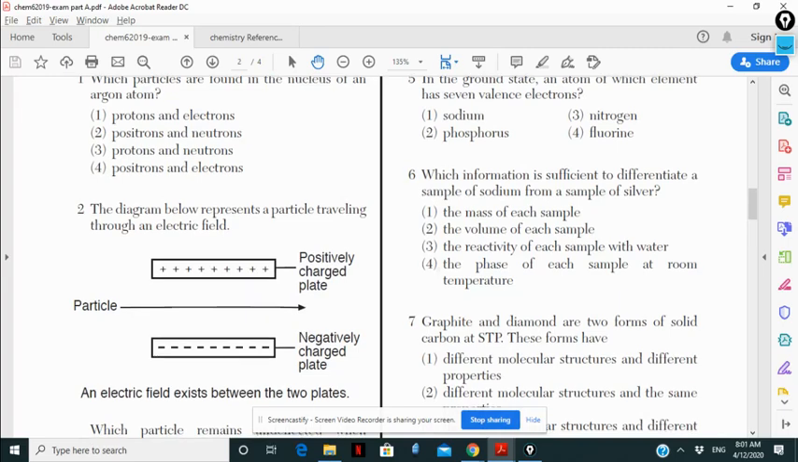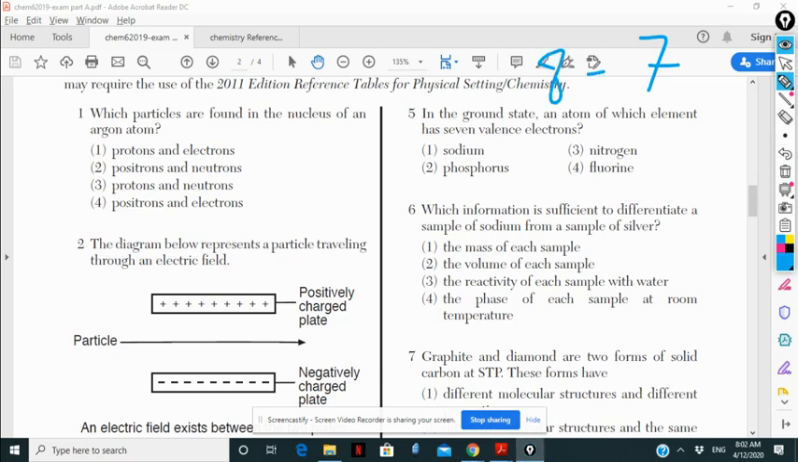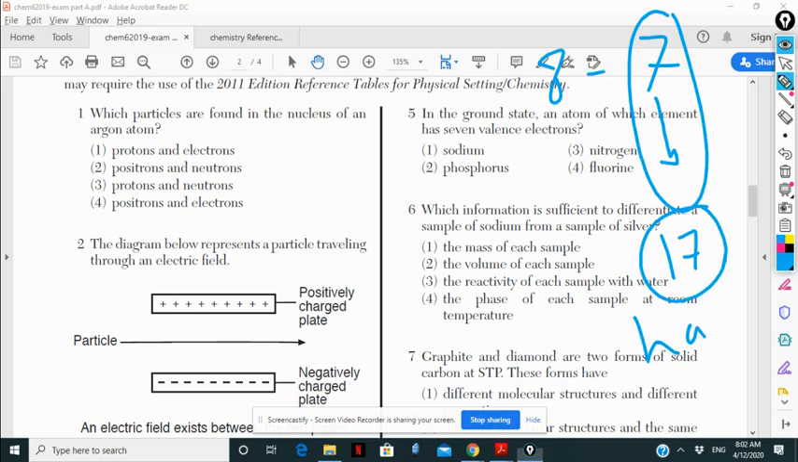Question number 5. In the ground state, an atom of which element has 7 valence electrons? Valence electrons 7 means group 17, which is the halogens. So this element must be a halogen, so it's fluorine.